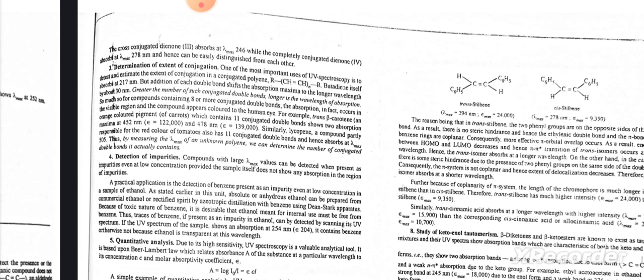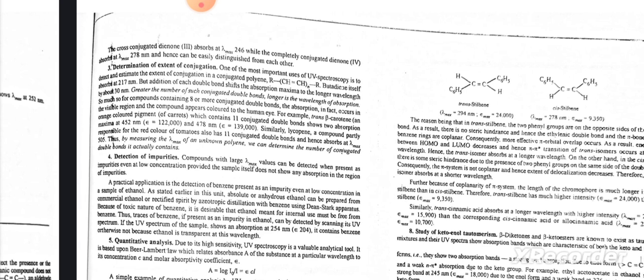Determination of extent of conjugation. One of the most important uses of UV spectroscopy is to detect and estimate the extent of conjugation in a conjugated polyene. Butadiene itself absorbs at 270 nanometer, but addition of each double bond shifts the absorption maxima to the longer wavelength by about 30 nanometer. Greater the number of such conjugated double bonds, longer is the wavelength of the absorption.